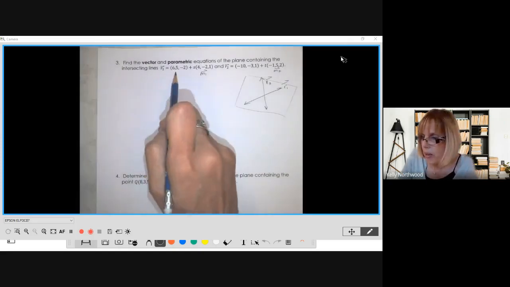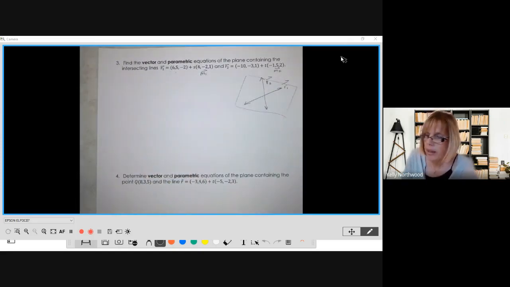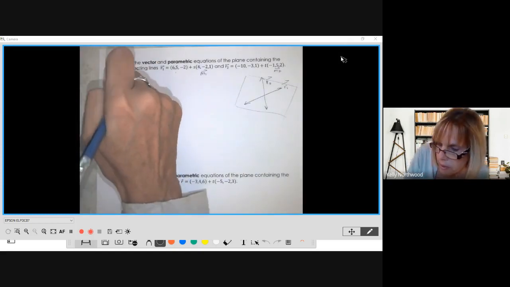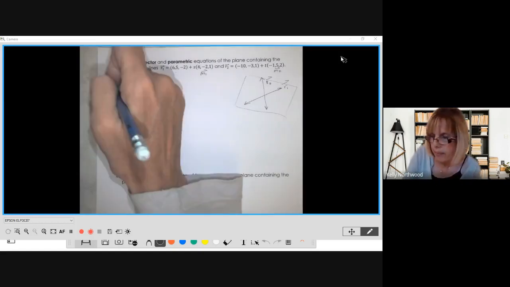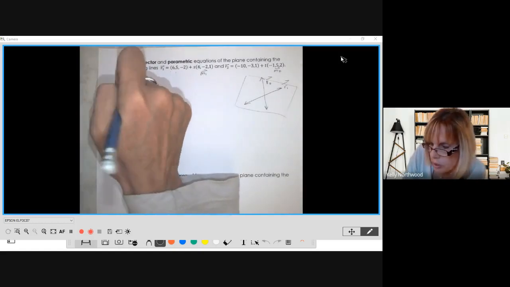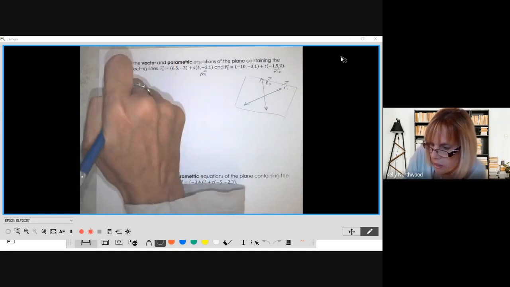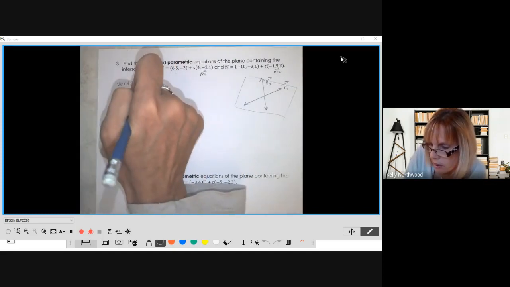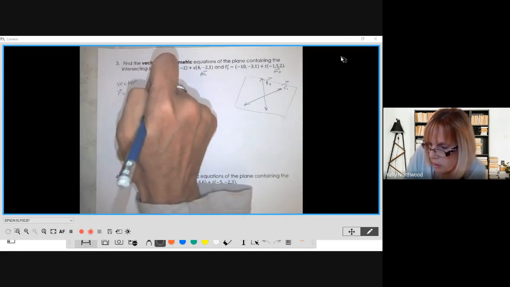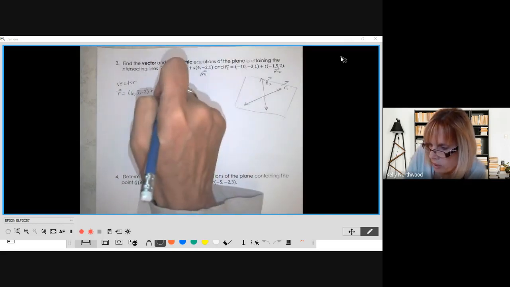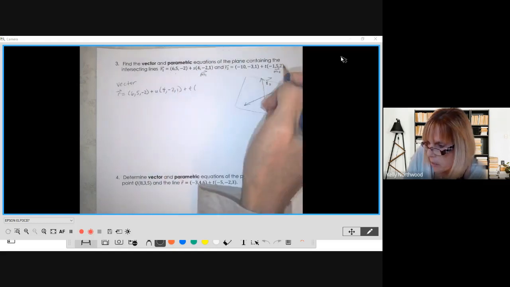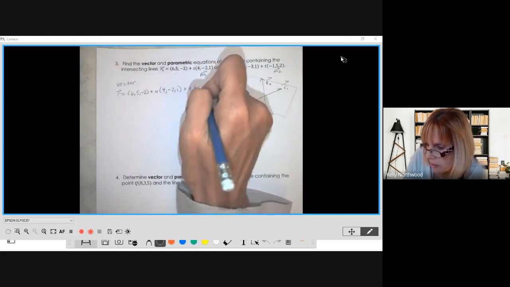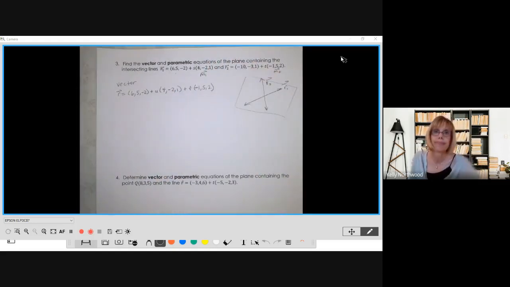And then I could choose either point, because both of them lie on the plane. So there isn't any really extra work I have to do here to write the vector equation of the plane. I'm going to choose a point. I'm going to choose (6, 5, -2), plus u times my first direction vector, (4, -2, 1), plus t times my second direction vector, (-1, 5, 2).